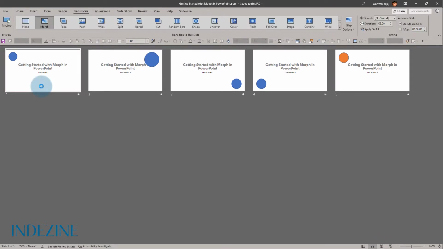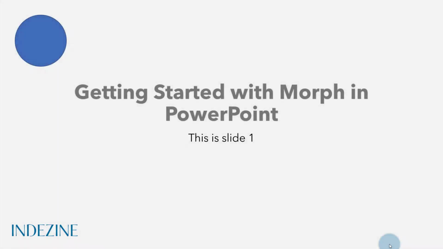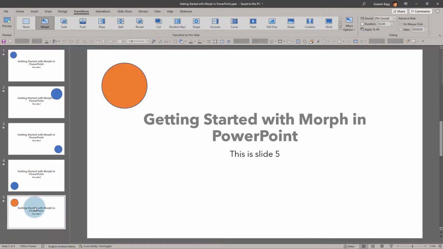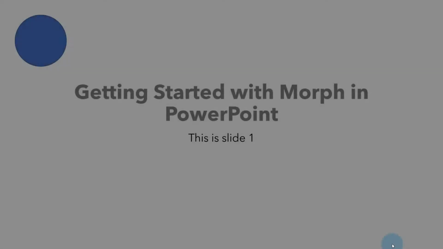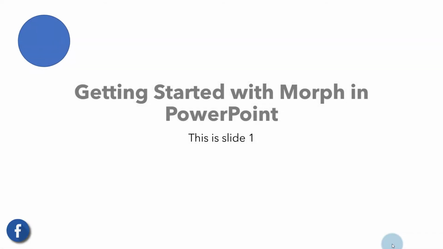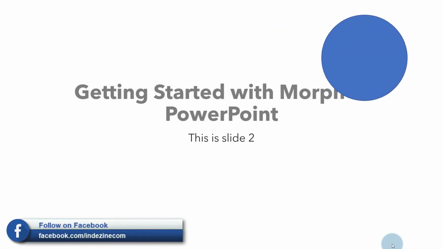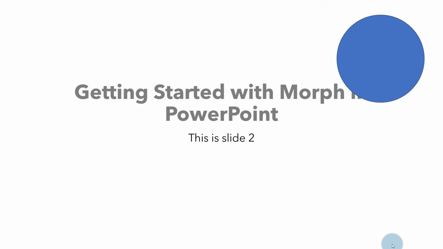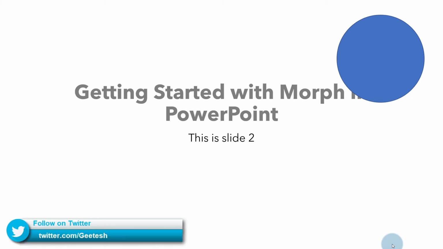So let's start from slide number 1, and this is our slide number 1. Let me go back and check. Yeah, we have everything in place. So this is slide number 1. Let's move to slide number 2. It doesn't look like the slide changed because it looked like an animation happening on the same slide. If I hadn't mentioned this is slide 2 over there, you wouldn't know that the slide changed. So that's the beauty of Morph. It's a transition that works like an animation.